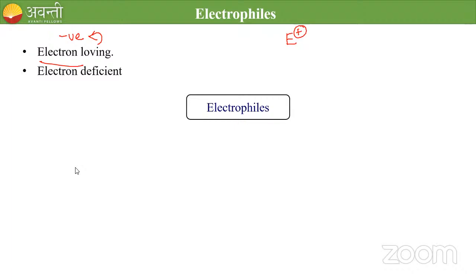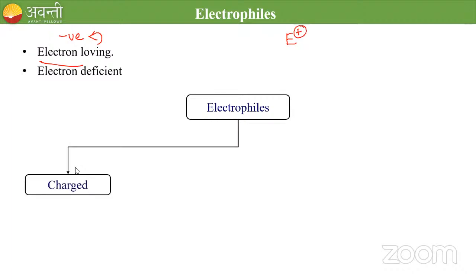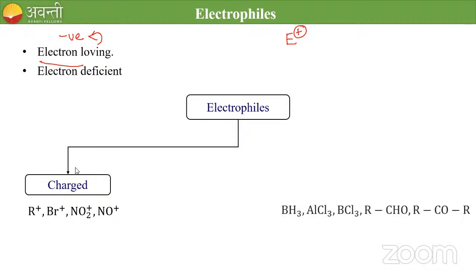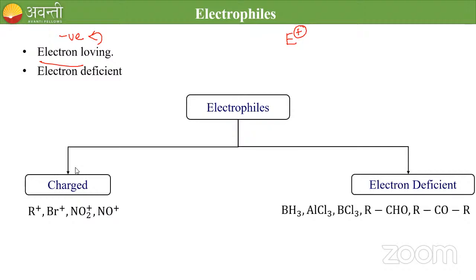There are two types of electrophiles. One is charged electrophile. As I have already told you, electrophiles are positively charged species. So R plus, Br plus, NO2 plus, and NO plus. All these positively charged species will fall under this category. And the other one is electron deficient electrophile. There won't be any charge. The compound will be neutral, but it will be electron deficient. So they are also electrophiles.